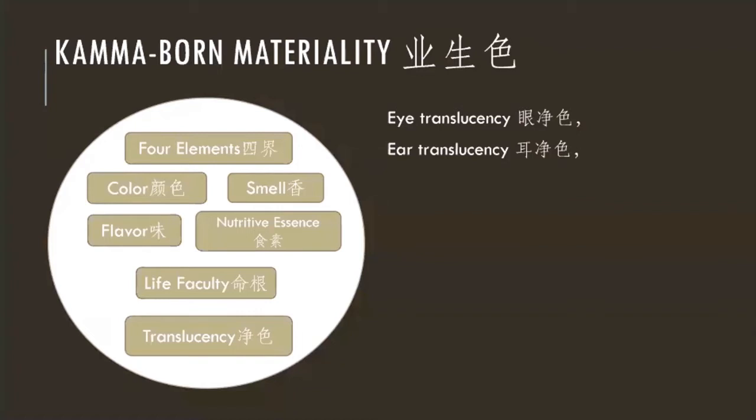So again, we also have to know something. There must be ear translucency. There must be an audible object or sound object. Then there must be ear consciousness. When these three arise, there will be ear contact. So the nature of ear translucency is the foundation of the sound. We can also say it is impinged by sound or the audible object.